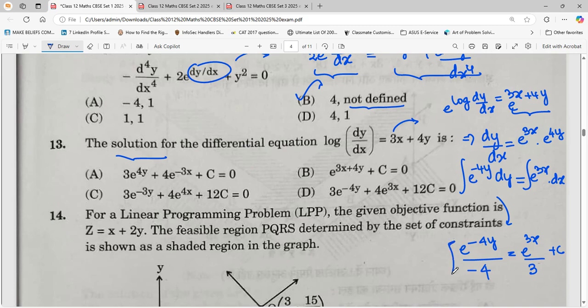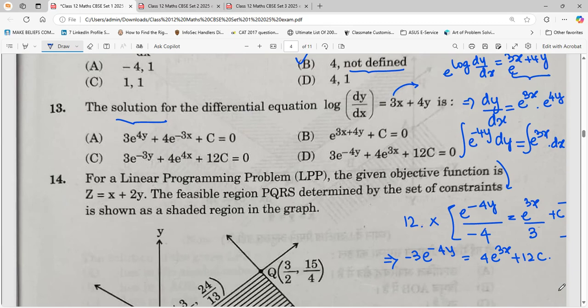So we need to multiply it by 12. So 3 times, minus 3 times e power minus 4y. So this becomes minus 3 e power minus 4y. That's equal to 4 times e power 3x plus 12c. Okay, so 4 e power 3x plus 3 e power minus 4y plus 12c. So the answer is option D. Option D matches.